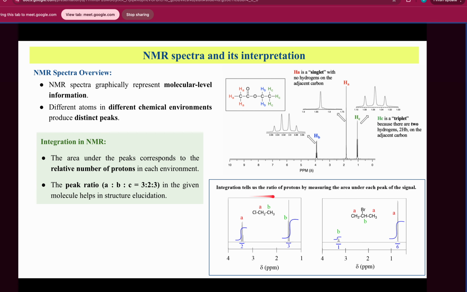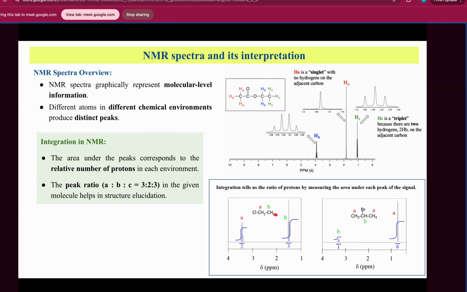So integration means the same. Integration is telling you the ratio of protons by measuring the area under each peak of the signal. So by measuring the area, it will tell you the ratio of protons which are present. That is known as integration. In this case, the integration of A, which is CH2, is 2, because there are two hydrogens present, and which is obtained by measuring the area under each peak.